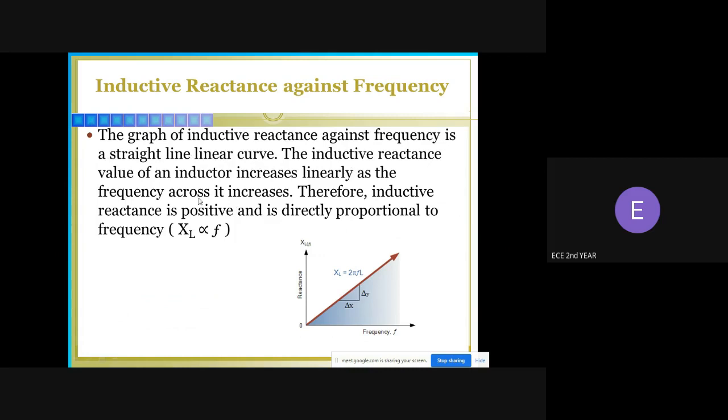The inductive reactance value of an inductor increases linearly as the frequency across it increases. Therefore, the inductive reactance is positive and is directly proportional to the frequency: XL is directly proportional to F. If F is increasing, XL is also increasing, so both increase linearly. So XL equals 2 pi FL.